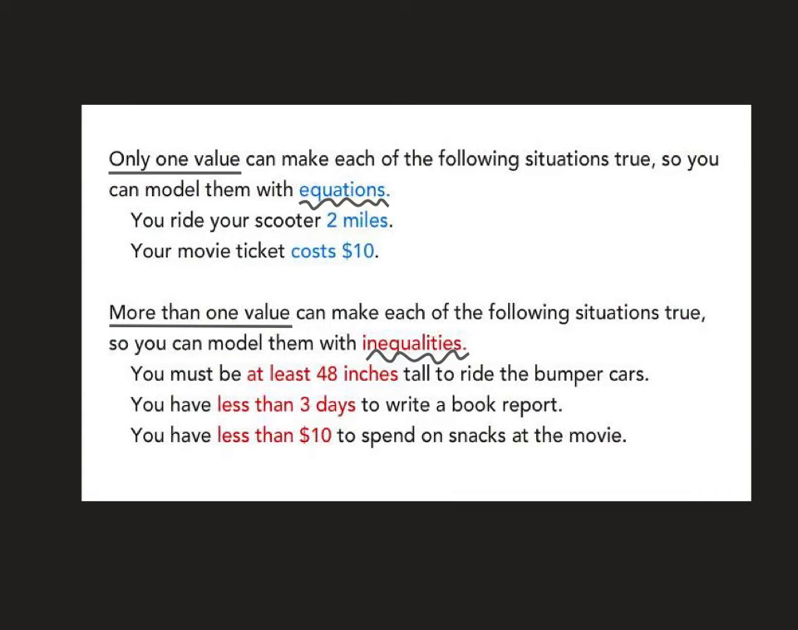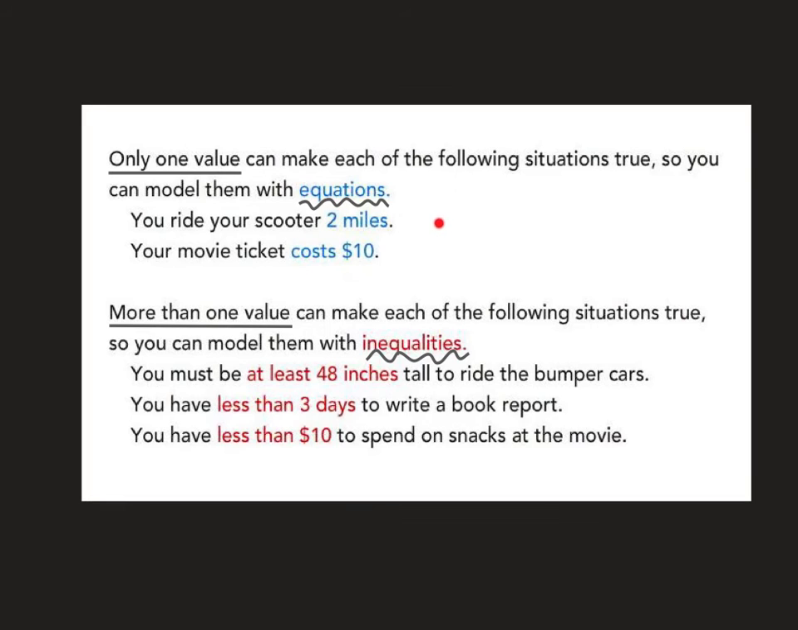All right, here are some examples of when you would use an equation or when you would write something as an inequality. If only one value can make each of the following situations true, you can model them with equations because it's exactly one answer. You ride your scooter 2 miles. Not 3, not 5, not 1, not 0. It's exactly 2 miles. So that would be an equation.